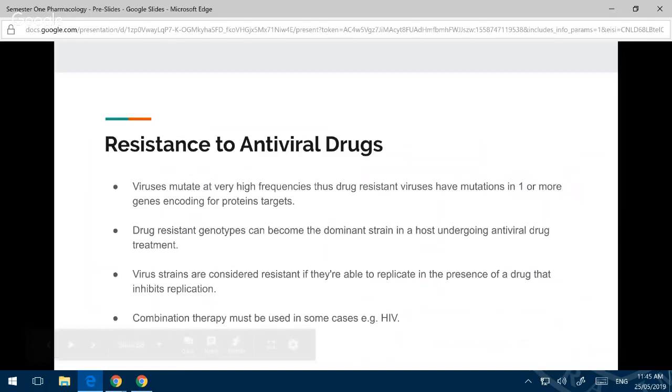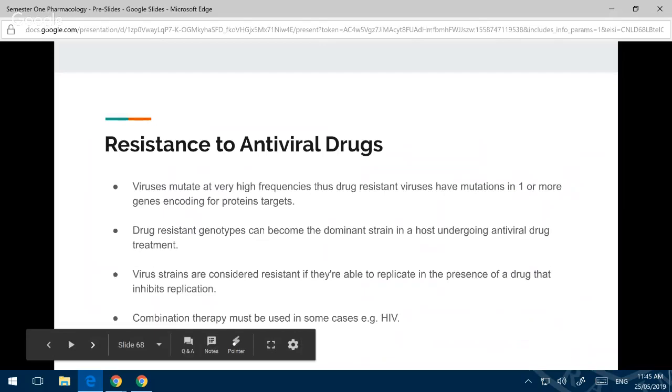Viruses obviously have the same problems as bacteria. There are opportunities for resistance. So drug-resistant genotypes can become dominant strains. That's because viruses mutate at extremely high frequencies. And in many cases, there will be a requirement to administer combination therapy. That's particularly seen in HIV.